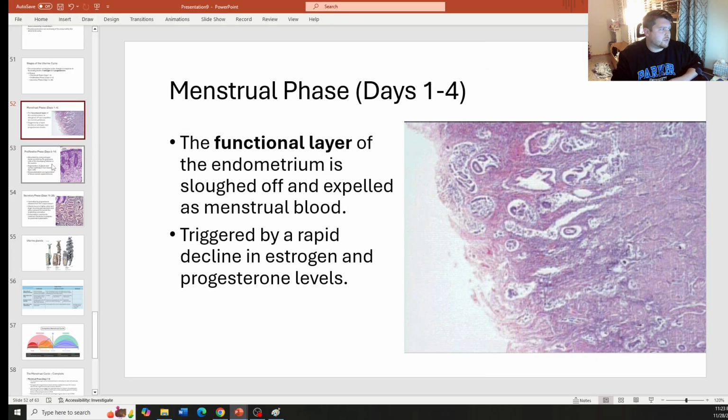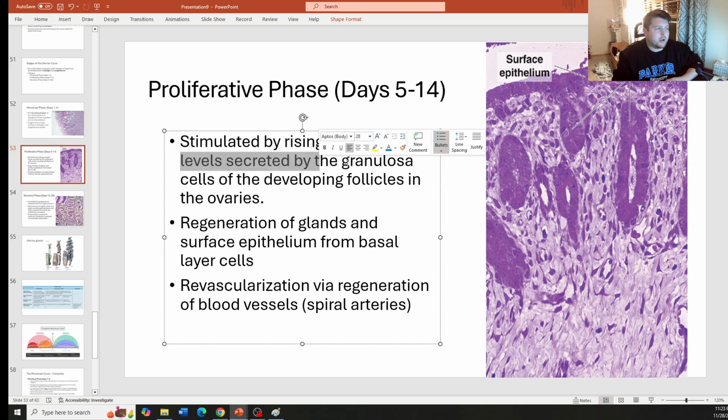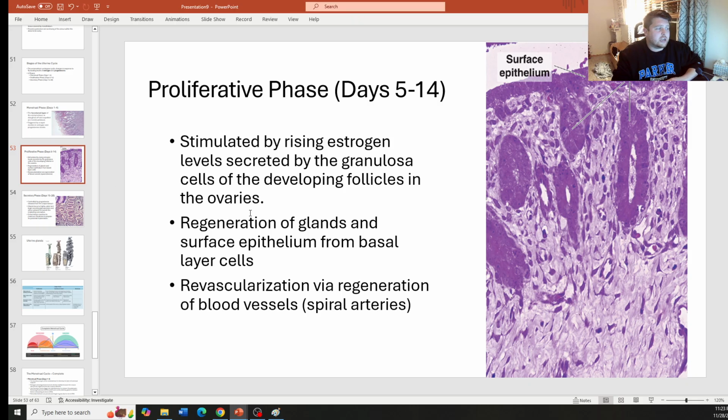After the menstrual phase, you get the proliferation phase, where it builds back up that endometrial layer. So you get rising estrogen levels secreted by granulosa cells of the developing follicles, regeneration of glands and surface epithelium, and you also get revascularization, or regeneration of blood vessels, those spiral arteries that we talked about. This is the rebuild phase.